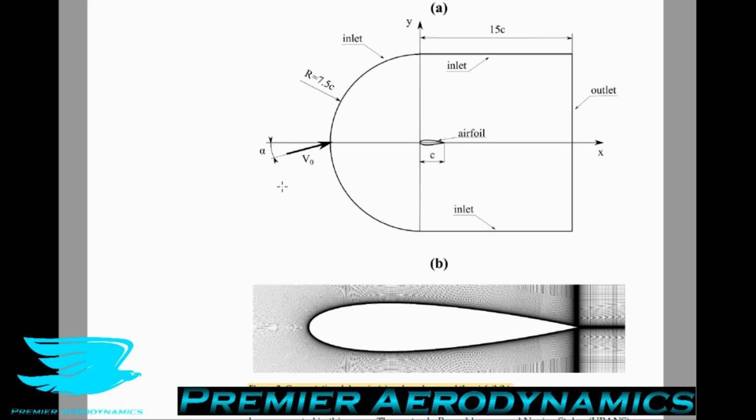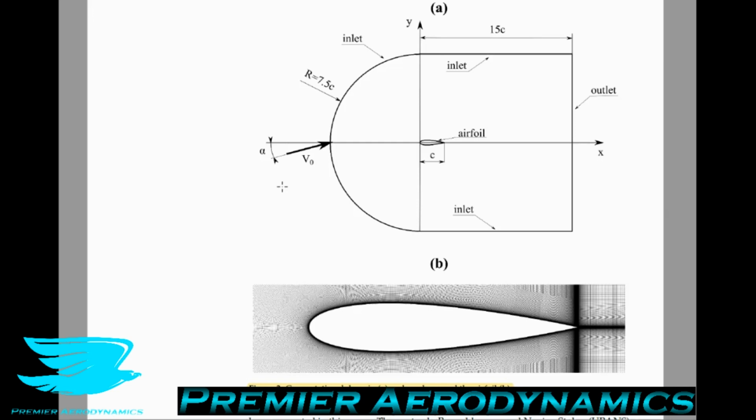Or you can simply go back to your solver settings and say, okay, I want the velocity to now be 5 meters per second in the X direction and 2 meters per second in the Y direction, which will give me an angle of attack of whatever it comes out to be. So that's a very easy way of doing that without having to remesh your setup. So that's very simple, but also accurate. So that's what they're doing here.